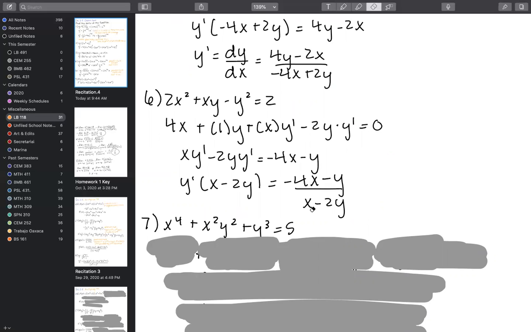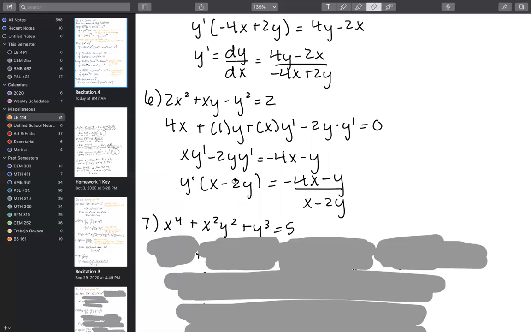I think I kind of combined steps here. Yeah. So I skipped a step. It should be xy prime minus 2y y prime, which then simplifies to this term. But this should still be here. This is still equal to this.